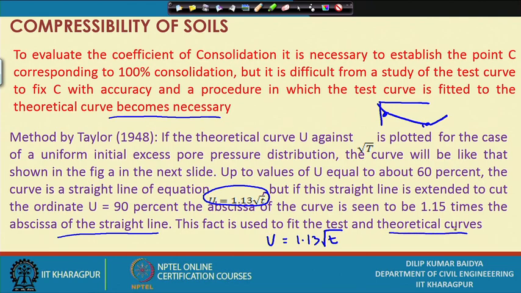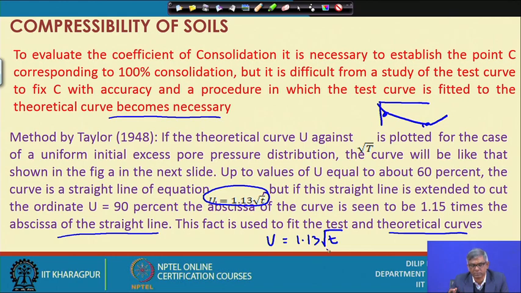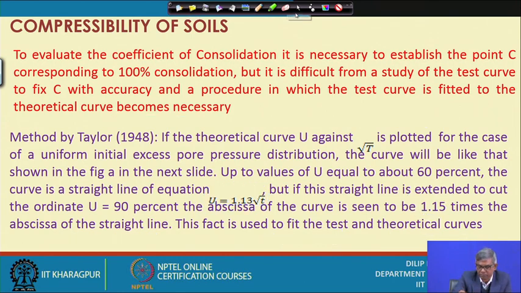So, we have observed something in the test results. Now, it is observed with the theoretical curve u versus root t that up to 60% it is a straight line, and beyond 60% it is a curved one, but at 90%, which is close to 100%, there is a relationship between this original curve and the straight line. The ratio is 1.15. So, this observation will be utilized to fit the curve and find out Cv.